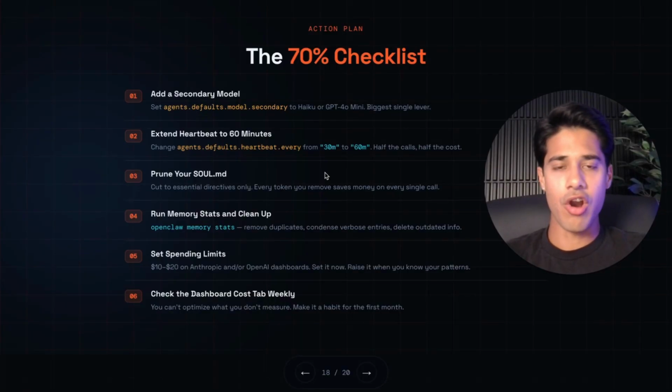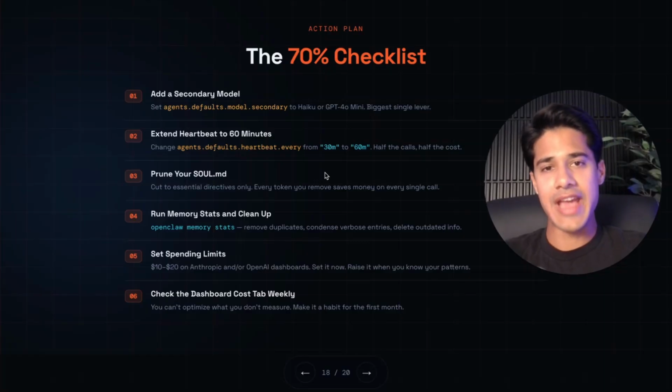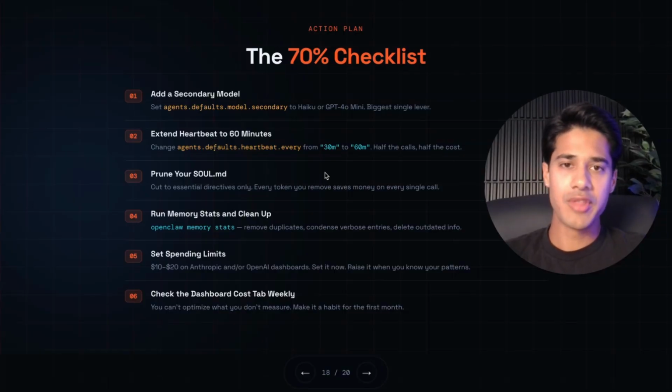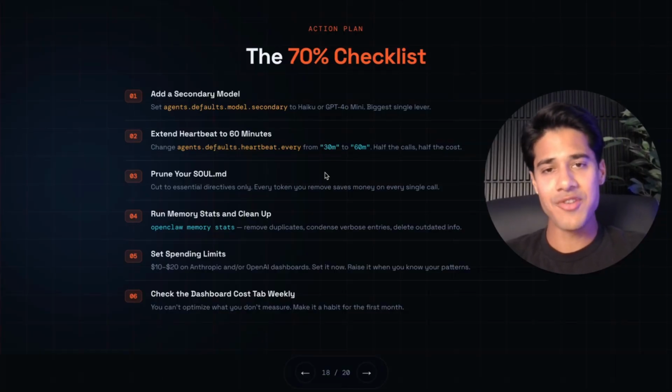Second, you want to extend heartbeat to 60 minutes. So change the every field in your heartbeat config from 30M to 60M. It's half the calls, thus half the cost. Third, you want to prune that soul markdown file. Cut it down to the essential directives only. Every token you remove is going to save money on every call.